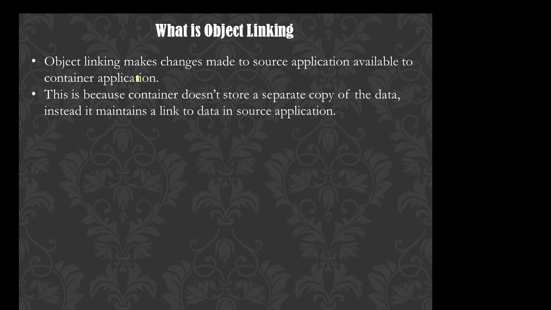Suppose in your VB application you want to access an MS Word document. The MS Word document is your source application and VB is your client application. Here OLE provides a link between these two applications. Then in object linking, only the main file is in the source application. The container does not store a separate copy of the data; it just provides a link to that data only.